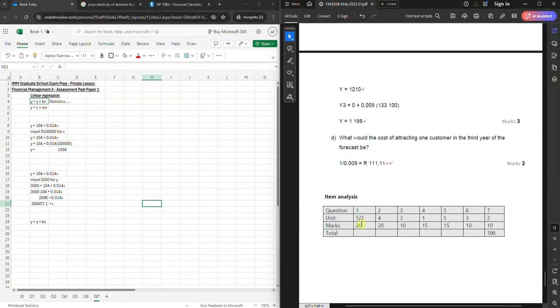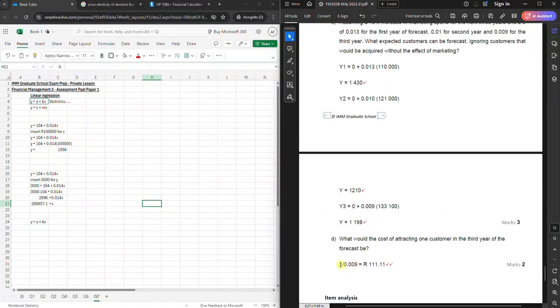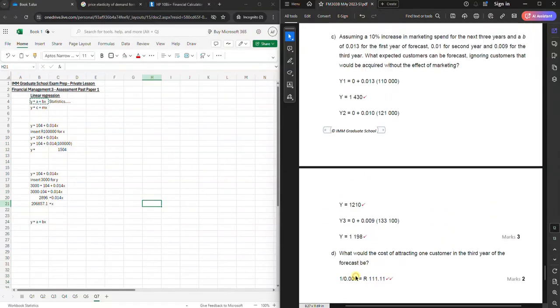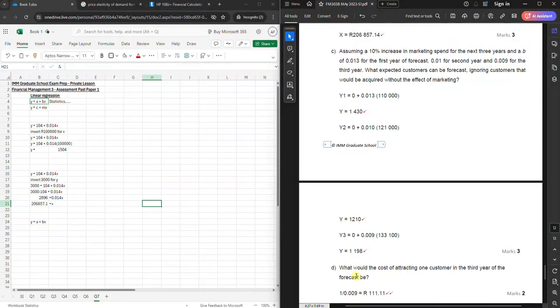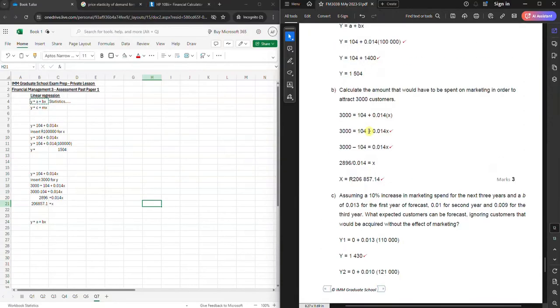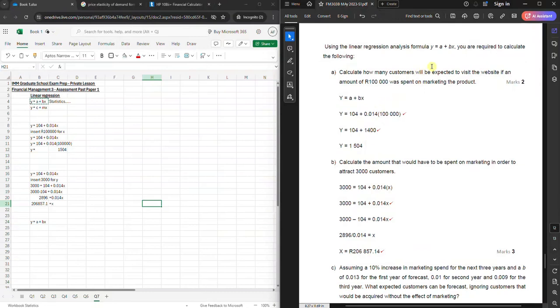Okay. So then they say, what would the cost of attracting one new customer in the third year be? So what have they done? 1 divided by 0.009. Okay, remember it's the cost of attracting one customer. So remember X is the value of what? The amount of marketing. Yeah, that's the amount of marketing.